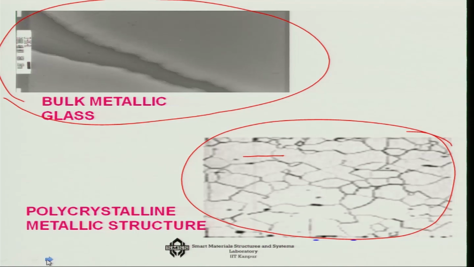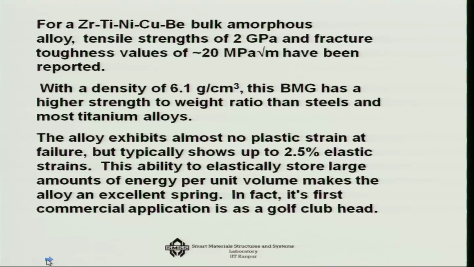So, that is how the bulk metallic glass is coming out to be a very good material which can be used for some very specific applications where, instead of ceramics, because ceramics are brittle, that brittleness is not there in metals. So, that is where you can actually substitute it.